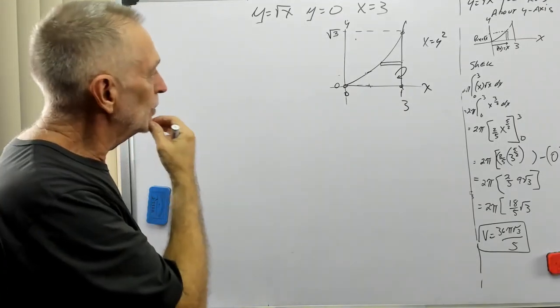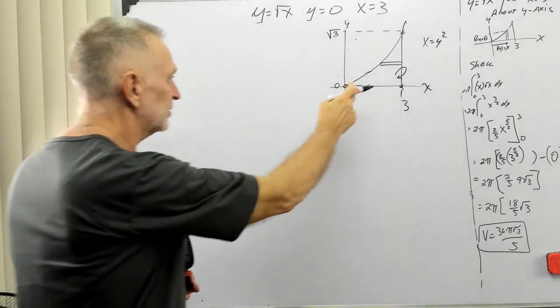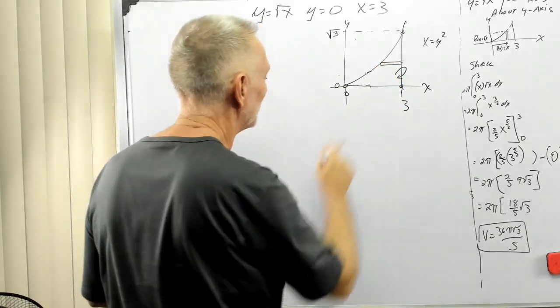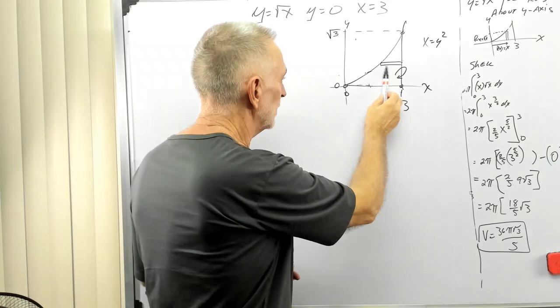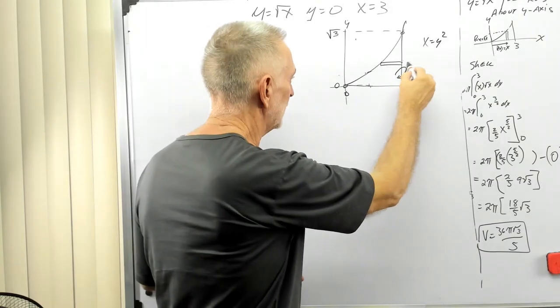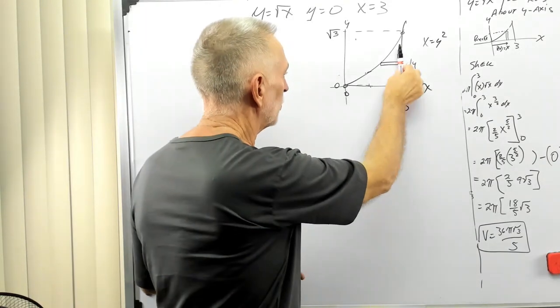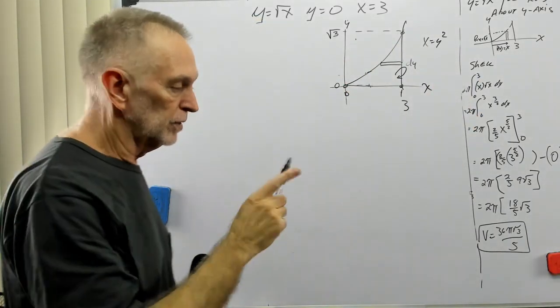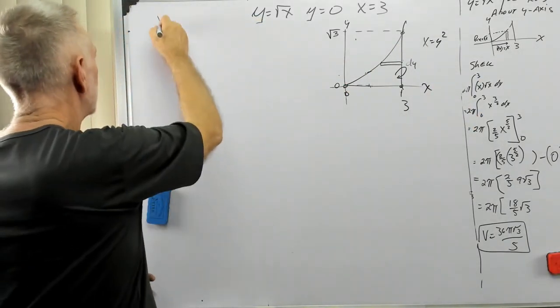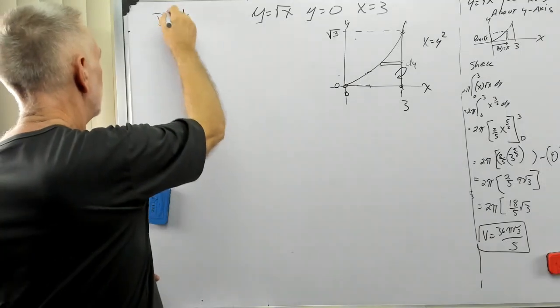Now let's see, which one do you want to start with? Well, since I've already drawn in the differential in this direction, this rectangle that would be dy is perpendicular to the axis that we're rotating around. So that says I'm trying to use the disk method.